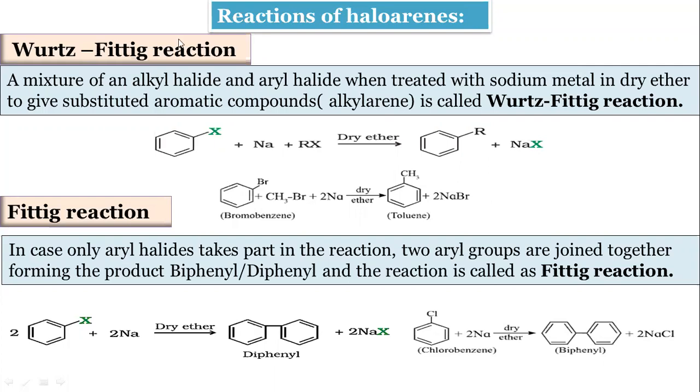So today we learned about the Grignard reagent, Wurtz reaction, Wurtz Fittig reaction, and Fittig reaction. These 3 reactions are similar but quite different. In Wurtz Fittig, one alkyl halide and one aryl halide are used. In the Fittig reaction, both aryl halides are used.